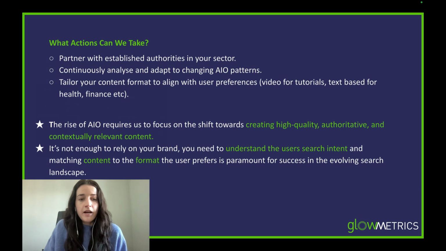But the rise of AIOs requires us to focus on the shift towards creating high quality, authoritative and contextually relevant content. It really does come back to the SEO principles that we all probably know and love so well: content is king essentially, and you just need to demonstrate your EEAT as best you can. It's not enough to rely on your brand. You need to understand the user search intent and match the content to the format the user prefers, and that's paramount for success in the evolving search landscape. So it's all about the quality of your content and presenting it in a way that your users like to consume their content. Essentially, it's really, really important.